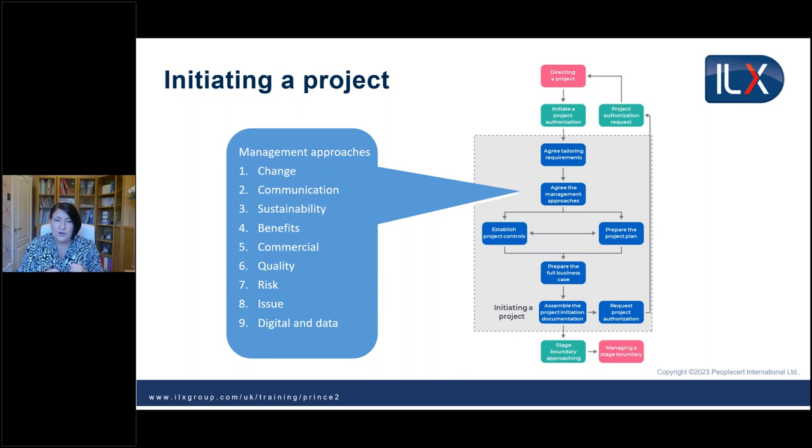Benefits management approach, looking at when and how benefits can be measured. Commercial management approach, the people working on your project, sometimes you might be linking to external suppliers or partners, and it's understanding how those commercial contract arrangements need to work as part of the project. Quality management approach, how are we going to achieve quality? Not just about the specialist products, but also thinking about the ways of working as well. Risk management, the procedures of identifying risks, assessing risks.